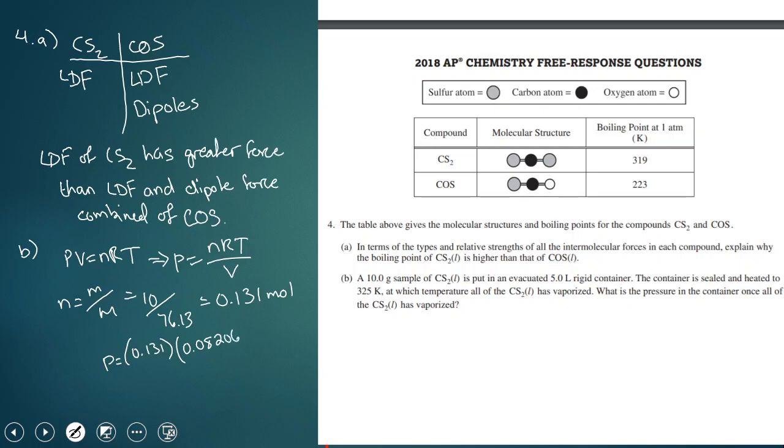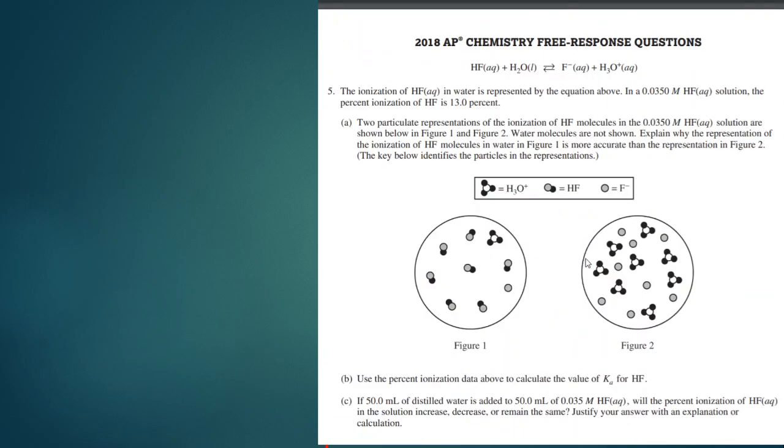0.08206. The units on this, you don't necessarily have to write it out unless you're doing the dimensional analysis way. Just liters, atmospheres per mole Kelvin. And then we're given our temperature as 325 and our volume as 5. And so working this out on a calculator, we get 0.7 atmospheres.